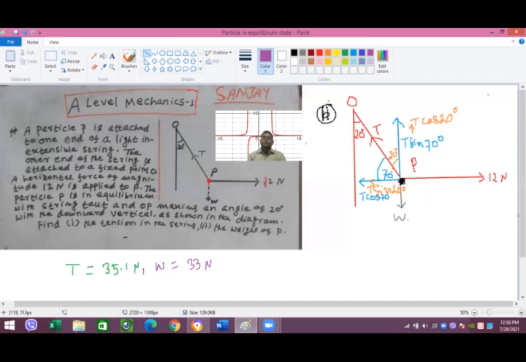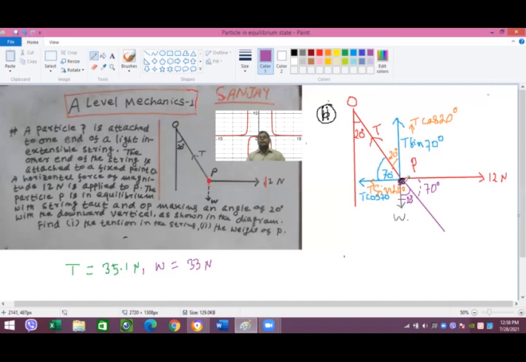So you can see now we worked out with the component of the force T. Now we can also work out with the component of the force 12 newtons. So for example, if you take the line this way, you can see this is 20 degrees, so this is a vertically opposite angle, this is again 20 degrees. And then this angle is definitely going to be 70 degrees, because the whole angle up to here is 90 degrees.